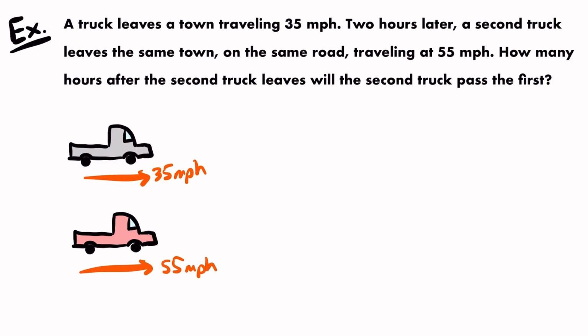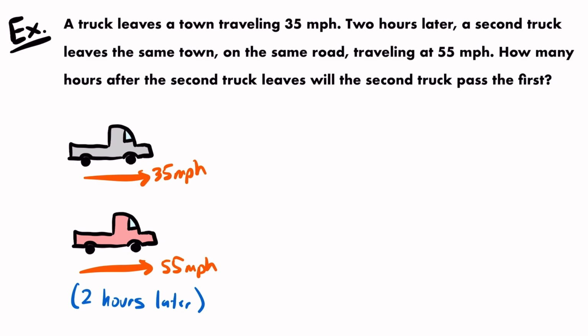But the important thing to remember here is that this second truck does not start moving at the same time as the first truck, right? It starts moving 2 hours later. And then that's all the information that we've been given here, which doesn't seem like a lot, right? We don't really have a ton of information to work with here. And so how do we use our equation of d equals r times t, right? The uniform motion formula that we used in our previous examples.